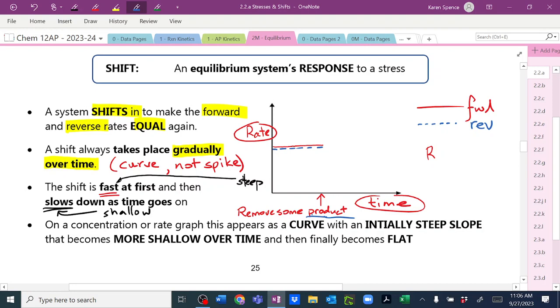If we remove some product, which rate will be affected? The reverse rate. And will it go up or will it go down? Down. Why? There's less particles, therefore less collisions. Yes. Okay, less particles, less collisions. Now, that was our stress.